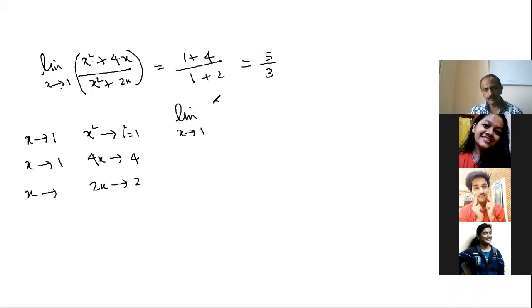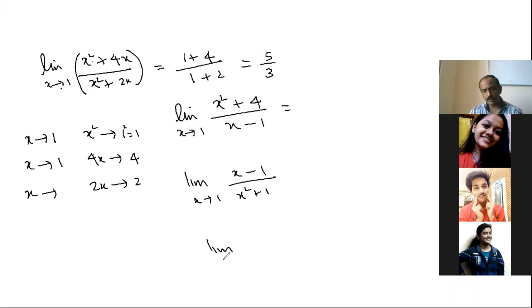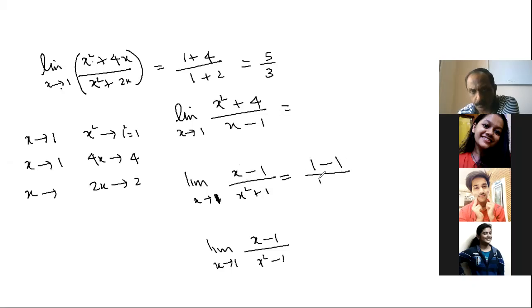Limit x tending to 1, x square plus 4 upon x minus 1. What will be that answer? Limit x tending to 1, x minus 1 upon x square plus 1. Limit x tending to 1, x minus 1 upon x square minus 1. Let's try to understand the answers for this. First, I'll do this. When x is approaching 1, this will be 1 minus 1 upon 1 plus 1. Do you agree with this? Yes, sir. Here it will be 1 plus 4 upon 1 minus 1, and that should be 5 by 0.